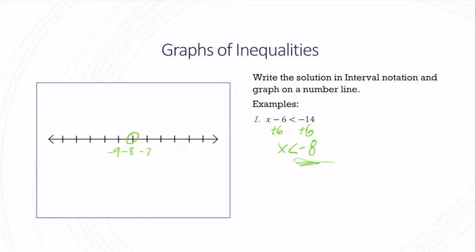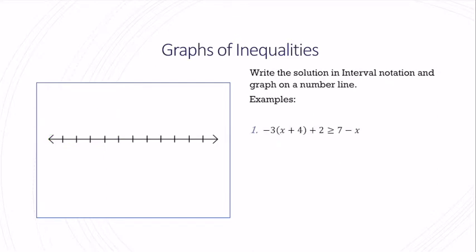-8 is not included because it's x is less than -8. It's less than, so I'm going to shade everything to the left. So interval notation for this problem would be -infinity all the way to -8, and that gets a parenthesis because the endpoint is not included in the solution.